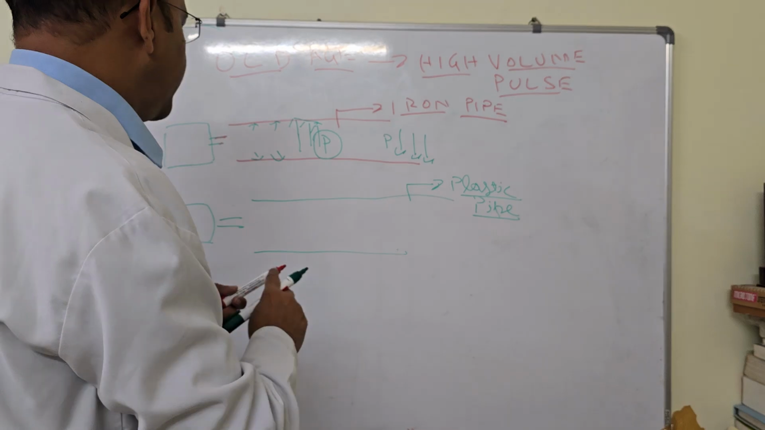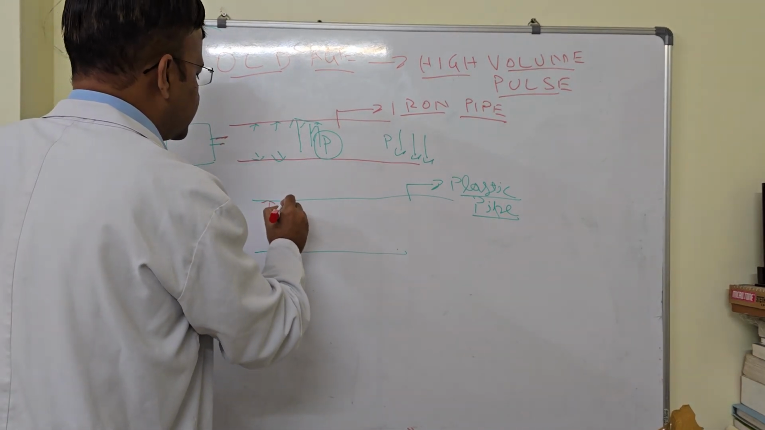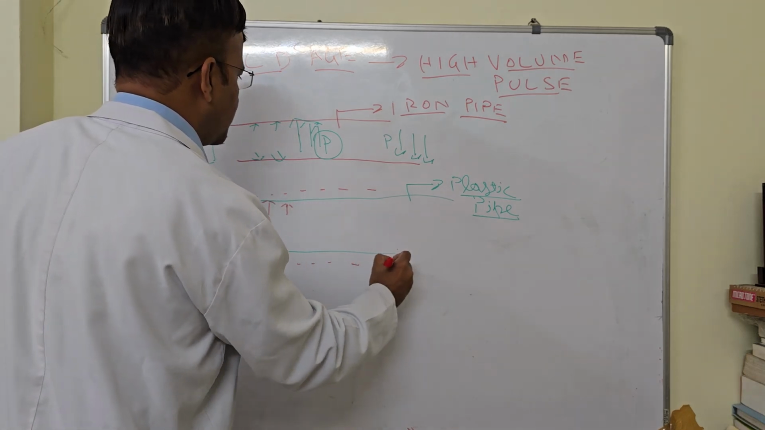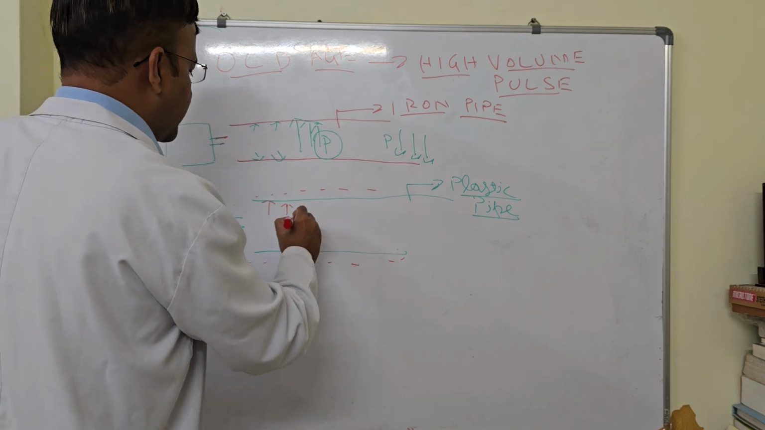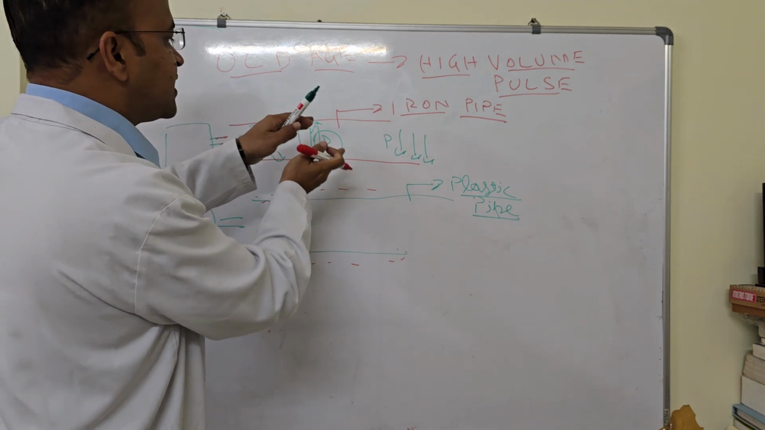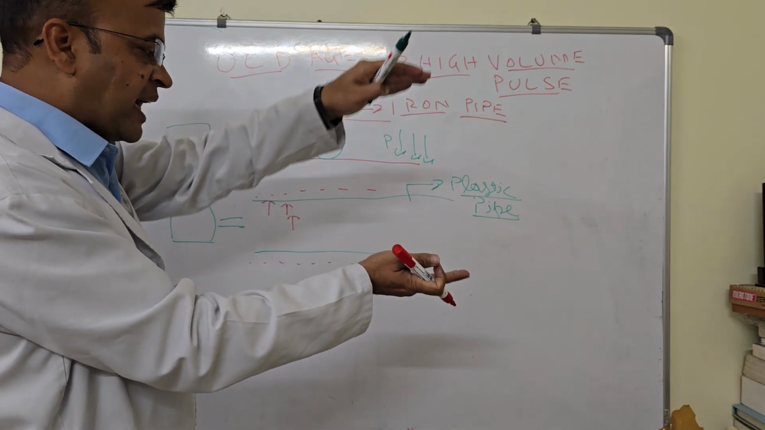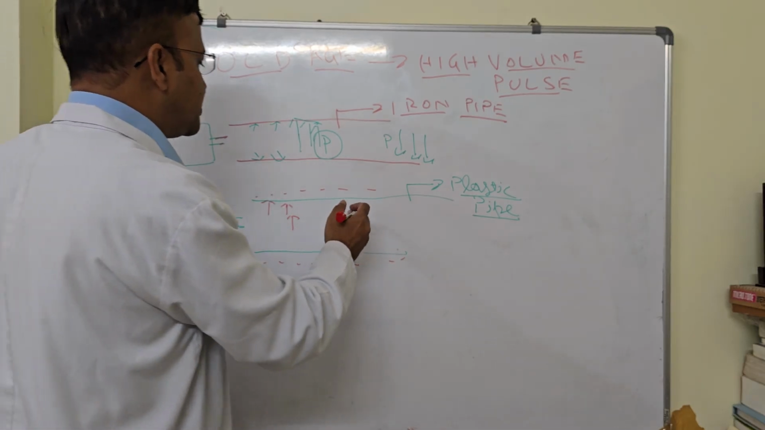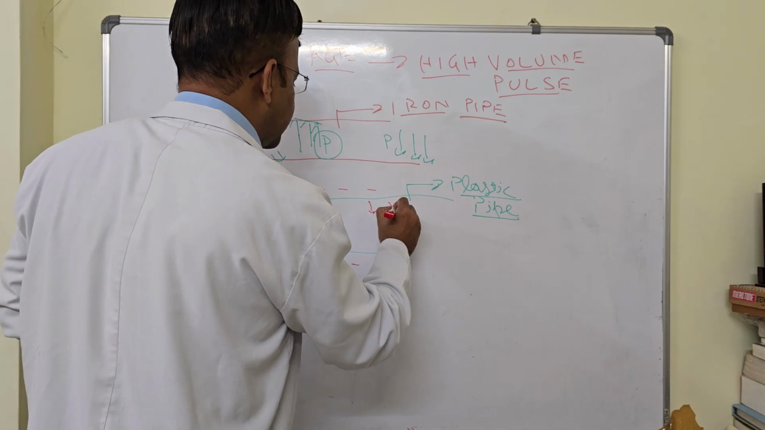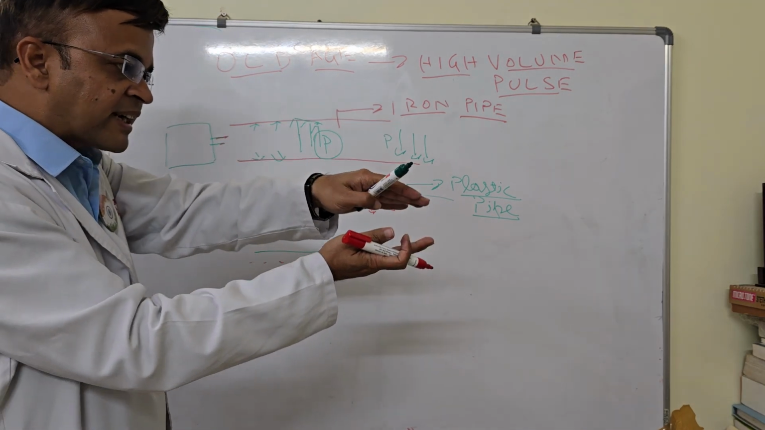Now if the pressure is increased inside this plastic pipe, this is going to actually expand. So the pressure rise will be there, but it will be much smaller compared to the pressure increase inside the iron pipe, because this plastic pipe can actually expand. And when the pressure is reduced, this plastic pipe is also going to contract, right?